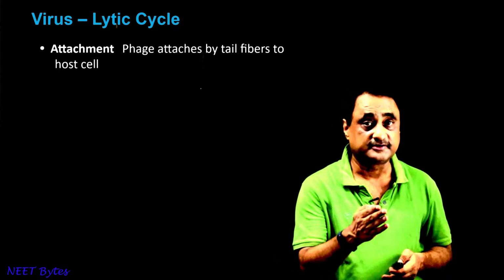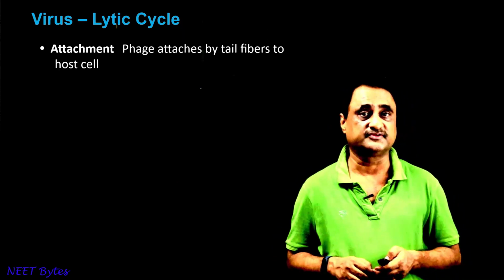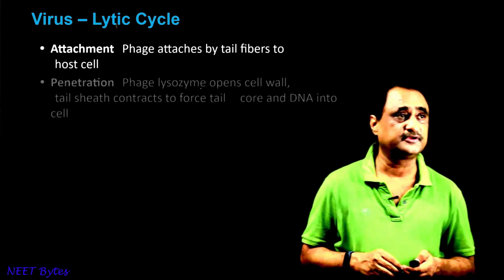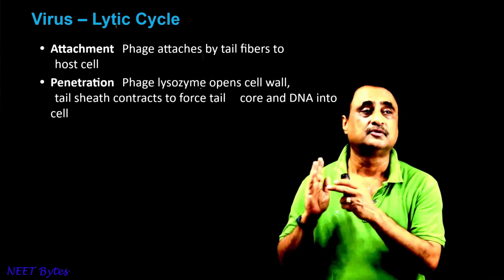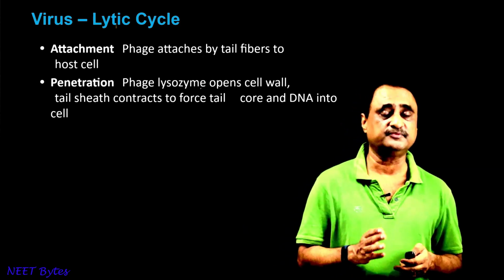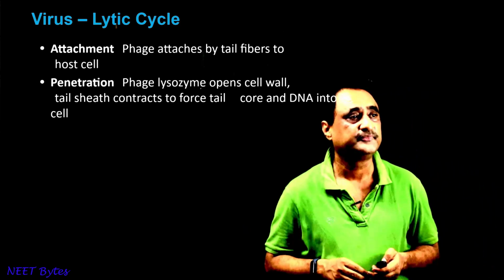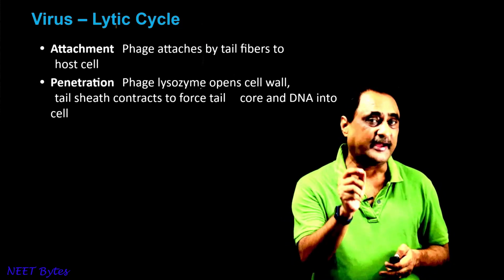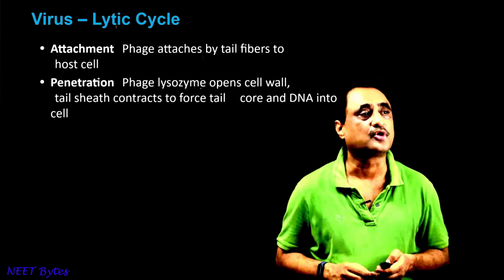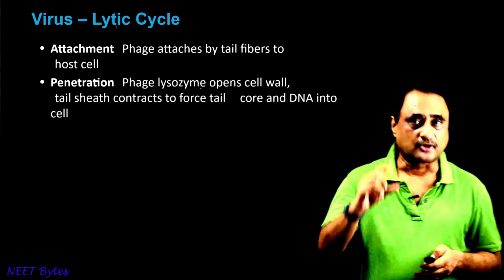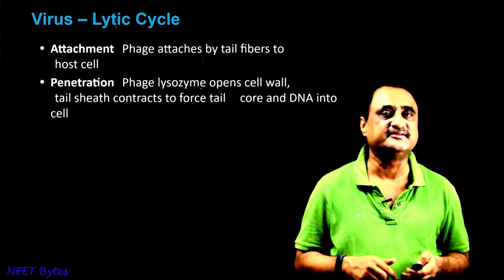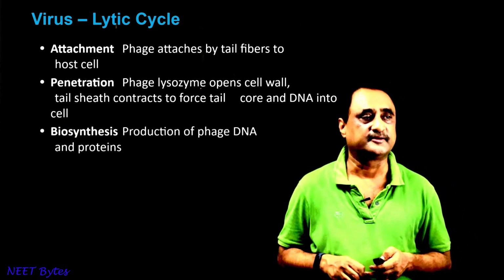So there are different stages for the Lytic cycle. For instance, the very first stage is attachment, where the bacteriophage attaches to the bacteria. Then we have penetration. The penetration is going to happen by the spike-like structure, and there is one enzyme called lysozyme that opens the cell wall, right? And by the contraction of the tail fiber, the DNA is injected into the bacteria.